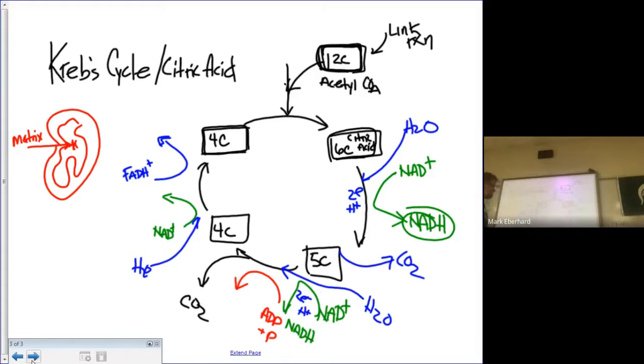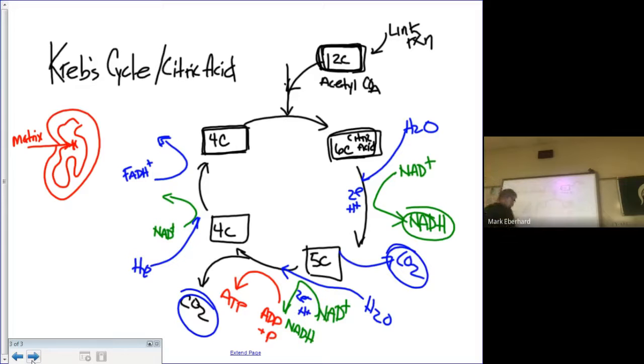And this time, because we've now broken down 2 carbons, there's one of them turning into CO2 right here, and here's the other CO2 here. We've broken off the final 2 carbons, and it provides us with just enough energy to make 1 ATP. We can make 1 more ATP.